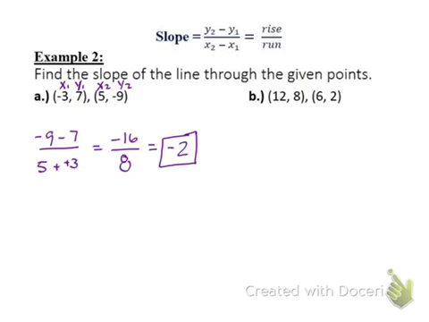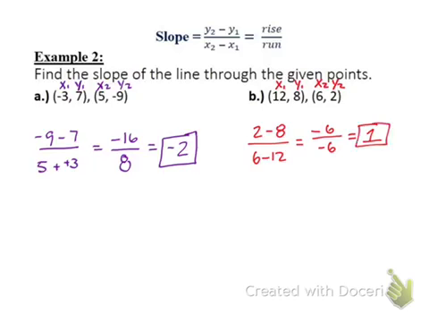Question B, same idea. We've got x1, y1, x2, y2. So we're going to set up our slope formula. 2 minus 8 over 6 minus 12. 2 minus 8 is negative 6. 6 minus 12, well, that's negative 6 as well. Negative 6 divided by negative 6 is a positive 1, so your slope is just 1. And if we wanted to write direct variation equations for these, we could. We could say y equals negative 2x. And then y equals 1x, but they didn't ask us to do that, so we just had to find the slope.